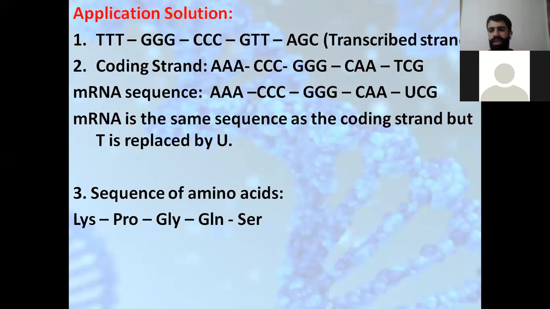How can we determine the sequence of the amino acids? The amino acid sequence, you don't have to study them, but you have to study only three of them, and I'm going to tell you which three. The sequence is going to be AAA for LYS, CCC for PRO, GGG for GLY, CAA for GLN, and UCG for SER. How can we know this? Let's move step by step.